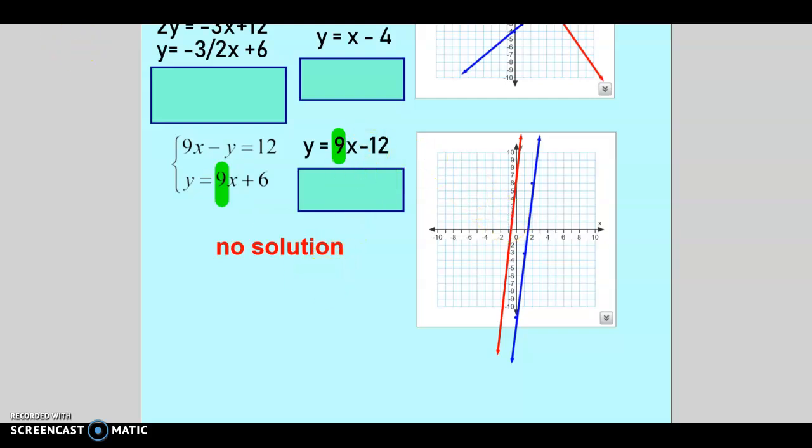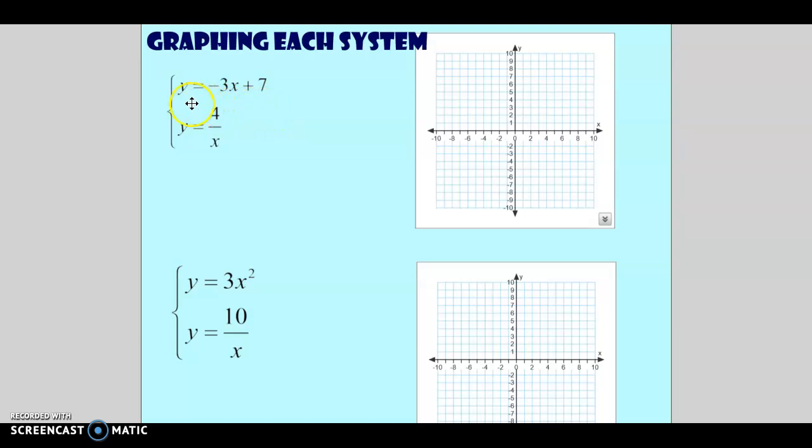Okay? Our next example is going to be y equals negative 3x plus 7 and y equals 4 over x. So the first one is a line, but the second one is a hyperbola. So this is from chapter 2 that we were just studying. So finding exact ordered pairs on this curve, if you remember, that would be a hyperbola, and that would be in quadrants 1 and 4.